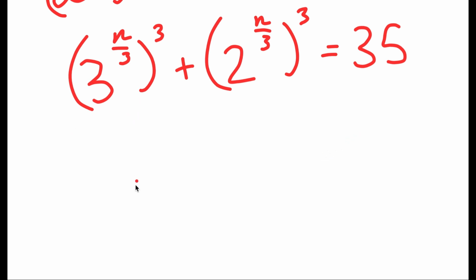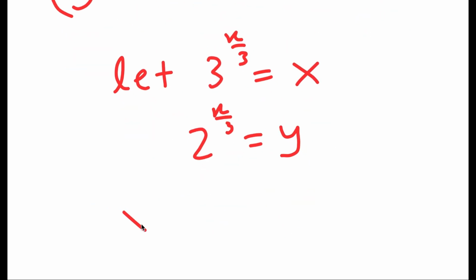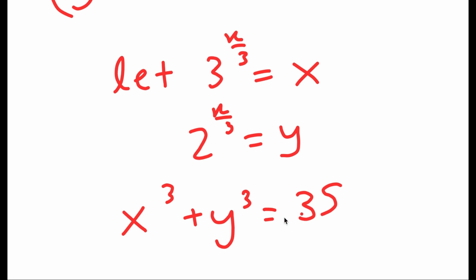And now from here, I'm going to let 3 to the power of n over 3 equal to the variable x, and 2 to the power of n over 3 equal to the variable y. So now I have x to the power of 3 plus y to the power of 3 is equal to 35.